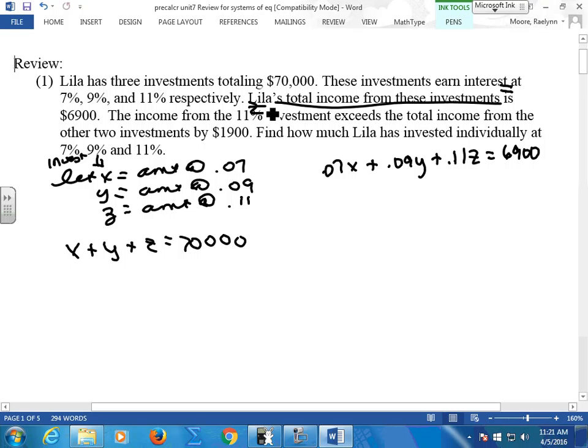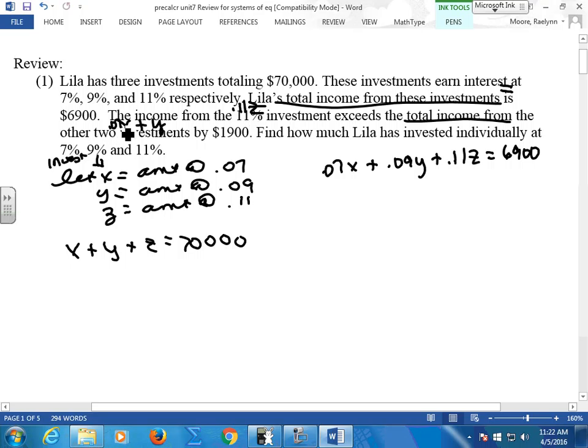Exceeds. What does exceeds mean? It means it's more than. It means it's more than the total income from the other two. What are the other two? 0.07x and 0.09y. But just the investment, X and Y. So it means the income from the 11%, I'm not going to put the numbers in there yet. I just wanted the variables in there. By 1900. Now, income, don't we have to multiply by its percent? Let's just throw its percent in here.